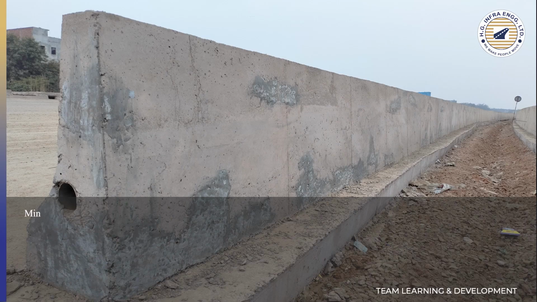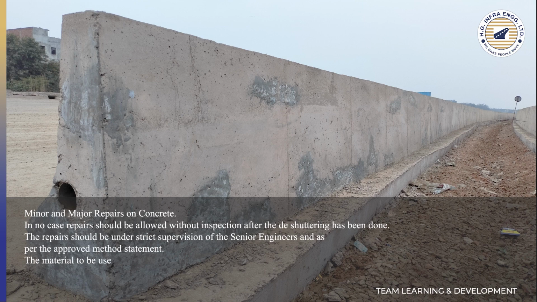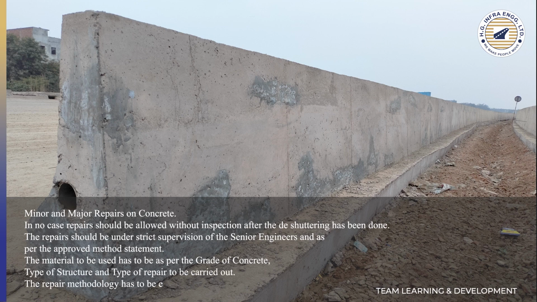We will now discuss the major and minor repairs on the concrete. In no case should repairs be allowed without inspection after the de-shuttering has been done. The repairs should be under strict supervision of senior engineers and as per the approved method statement. The material to be used has to be as per the grade of concrete, type of structure, and type of repair to be carried out. The repair methodology has to be established in consultation with the quality control team.